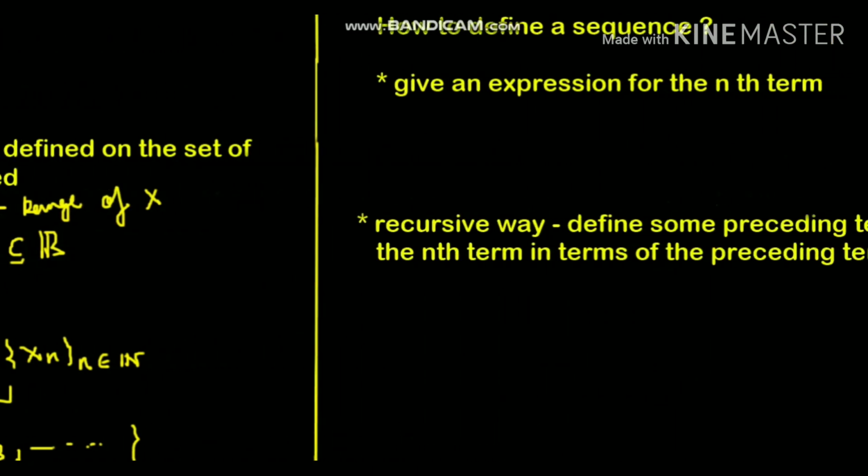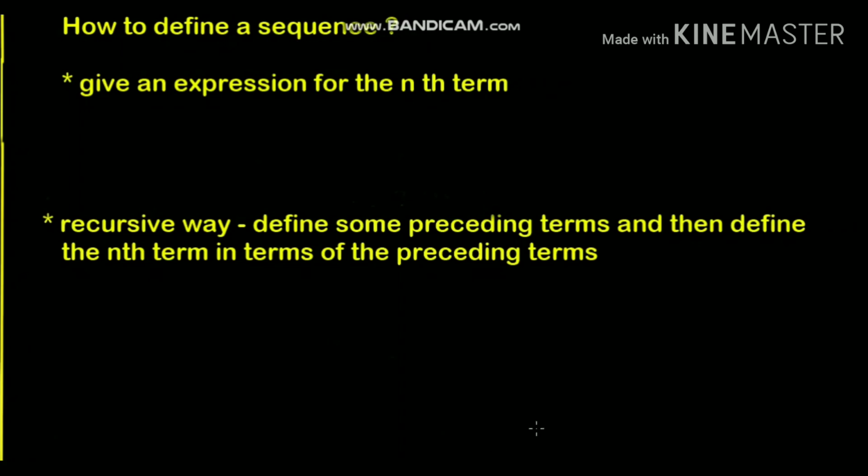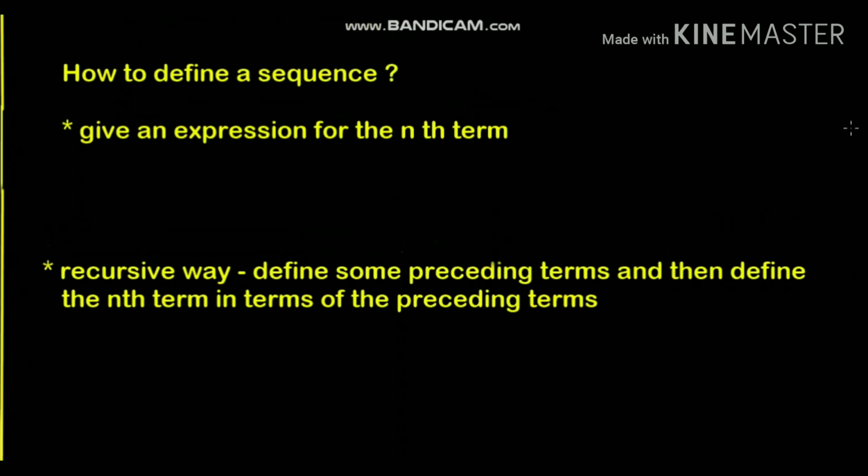Now we come to how to define a sequence. How will you define a sequence? There are basically two ways. You can give an expression for the nth term. What that means is you can say that x of n is equal to 2 times n for all n belonging to natural. So this is a sequence of even numbers actually.